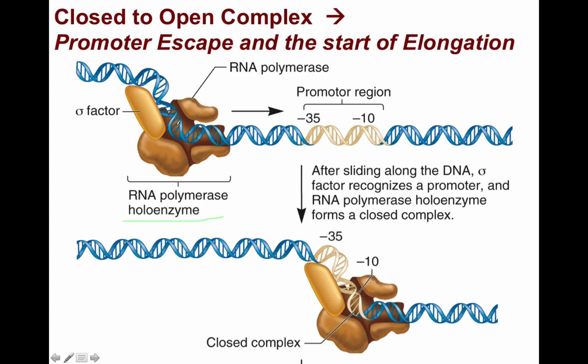When the holoenzyme is attached to DNA, it's a fairly loose attachment until it reaches the promoter region, where it transitions into a very tight binding at the promoter region. This -10 and the -35 contact different regions of the sigma factor. So after sliding along the DNA, sigma factor recognizes a promoter. It's the sigma factor that recognizes the DNA, the -35 and the -10 sites. And the holoenzyme forms a closed complex that's bound tightly at this region here.